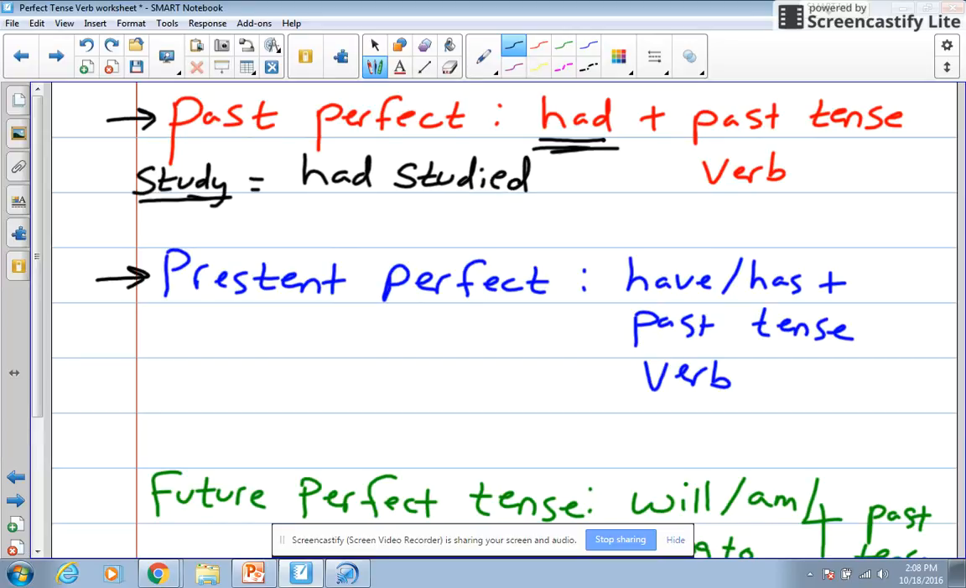Present perfect tense verb has either have or has, and then the past tense of the verb. So if I have my same word, study, in order to make that present perfect tense, I would either use have or has. I'll use have for this example, have, and then again I'd make this into a past tense, so we can put studied. And now that's in present perfect tense.